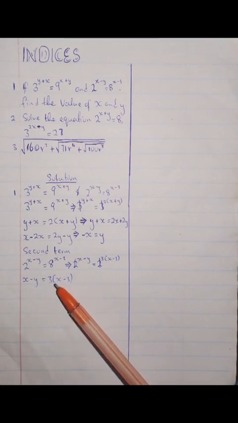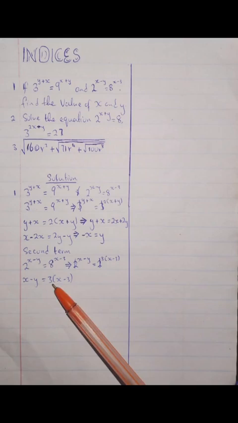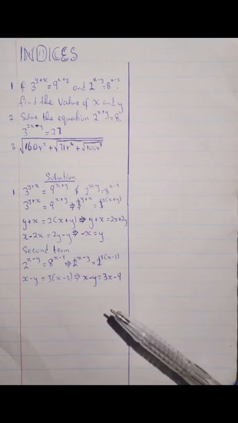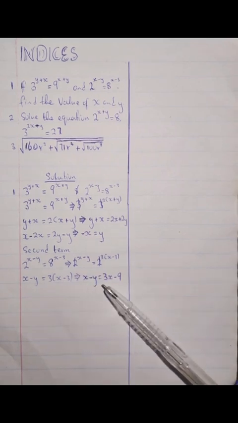Next thing is to expand this bracket. Expanding this bracket, 3 times x will give us 3x, 3 times minus 3 will give us minus 9. So we'll be having x minus y equals 3x minus 9.